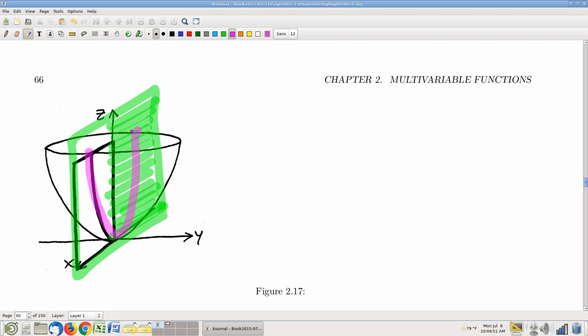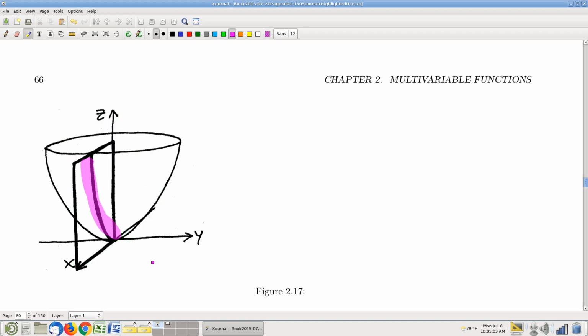Oh, wait, no, don't make that mistake. It's just the part where x is positive, right? And take that curve, rotate it around the z-axis, bam, paraboloid. And we don't have to take a million cross sections. We only have to take one cross section. How are we doing?